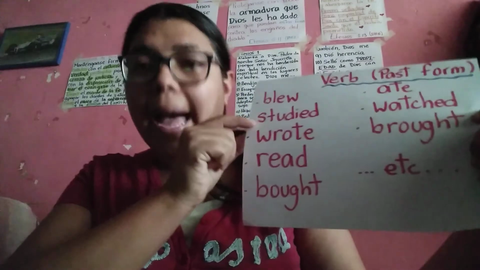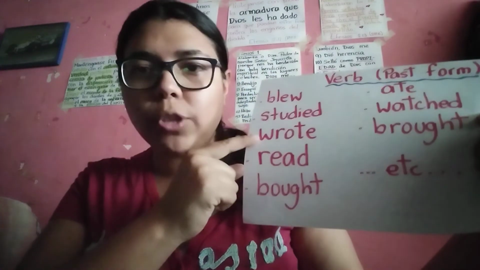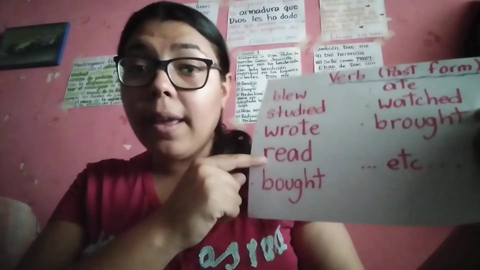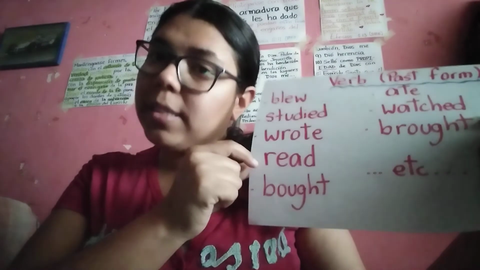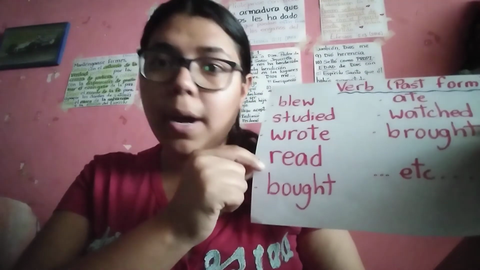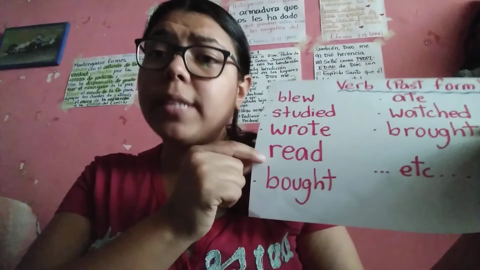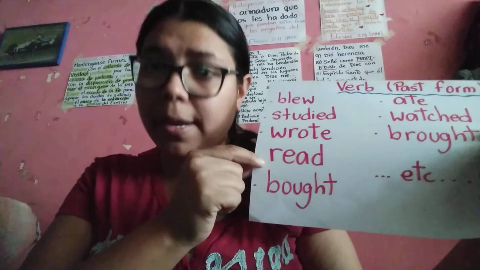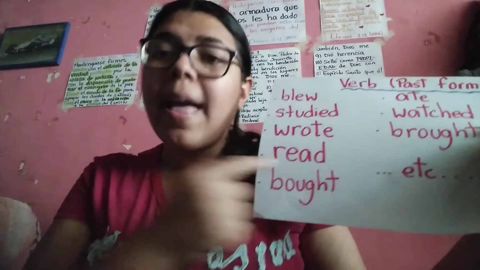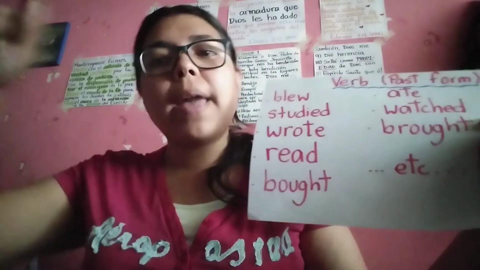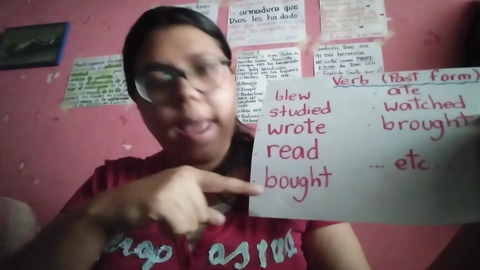We have here studied. We have wrote. We have read. I know it is written the same as present, but the pronunciation in past tense is different. You pronounce this word as the color red. I read a book yesterday, read.